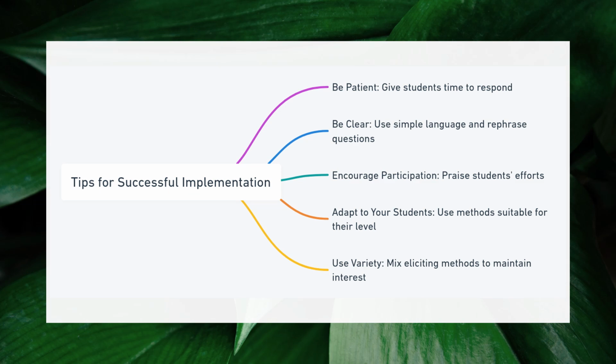Encourage participation. Praise students for their efforts and encourage everyone to participate, even if their answers are not completely correct. Positive feedback helps build their confidence. Adapt to your students. Tailor your eliciting techniques to the level and interests of your students. For younger learners, use more visual aids and games. For adult learners, focus on topics relevant to their lives, such as work or travel.